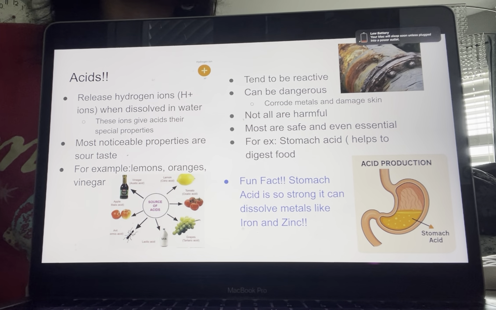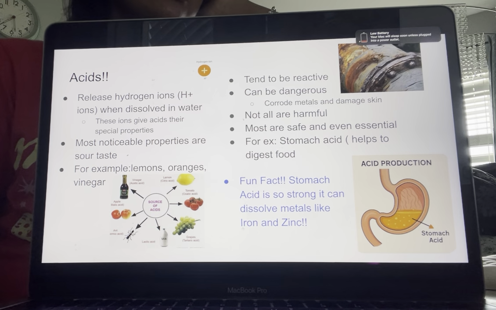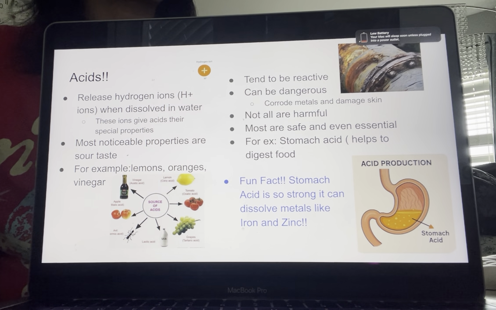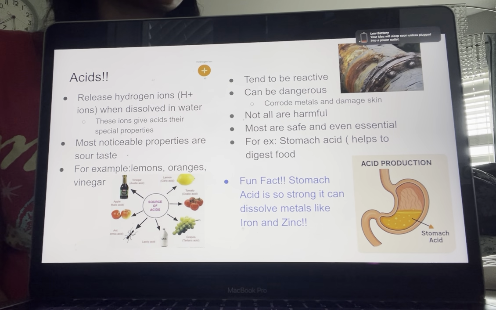Acids also tend to be reactive. Some strong acids can even be dangerous because they corrode metals or damage skin. But not all acids are harmful. Many are safe and even essential, like the acid in your stomach that helps digest food.